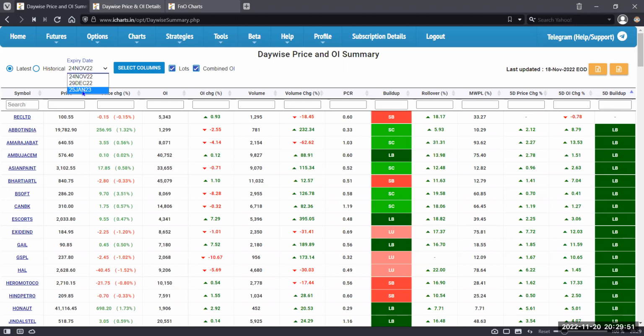But otherwise, even if it is this way on the last day of expiry, 24th November, it will still show you most of the 90-95% of the OI, because February is not going to come into the picture too much. So it should be fine.